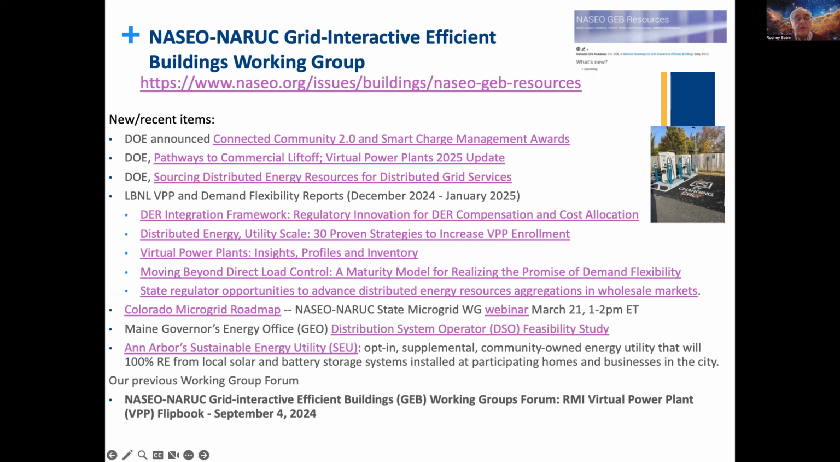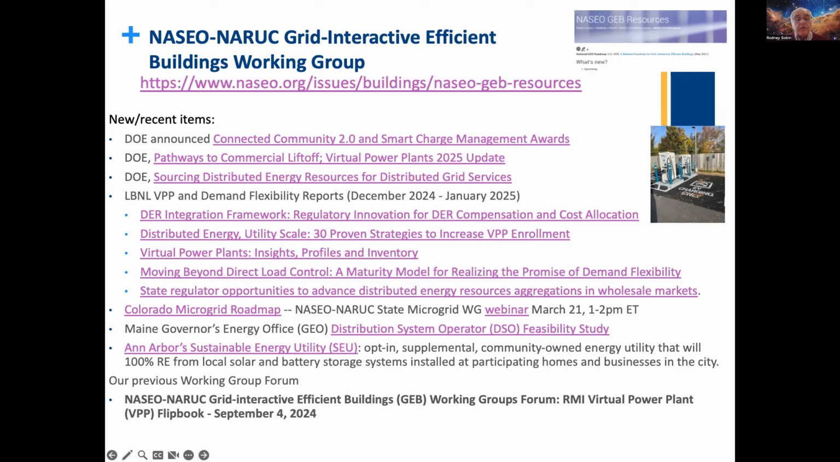And another tidbit is the city of Ann Arbor, Michigan has established a sustainable energy utility, which will run local solar and battery resources in parallel with the incumbent utility. It seems to be kind of a unique design and something to keep an eye on.